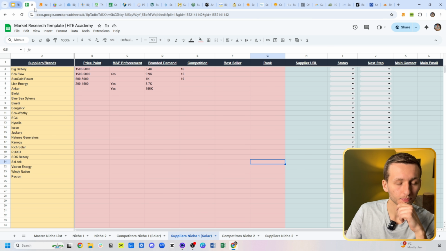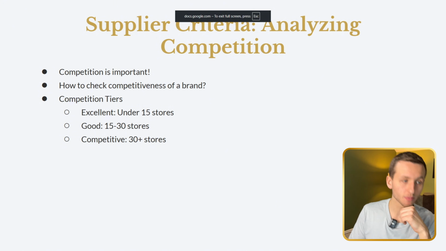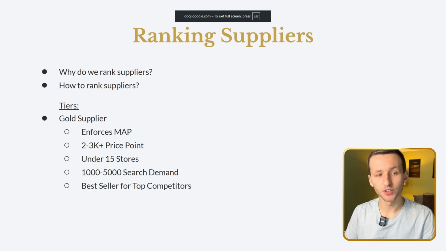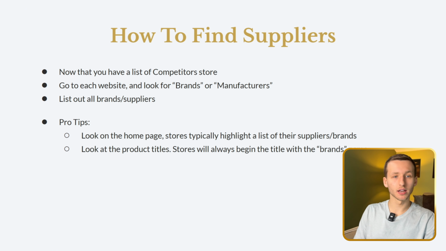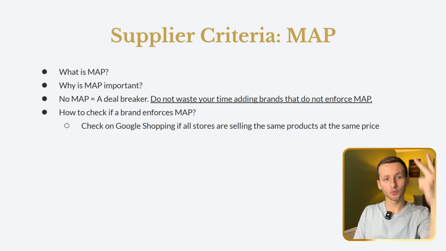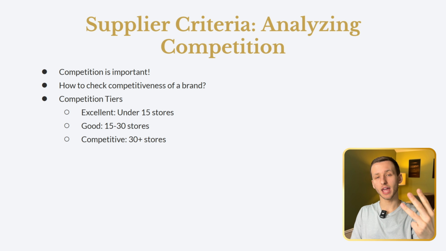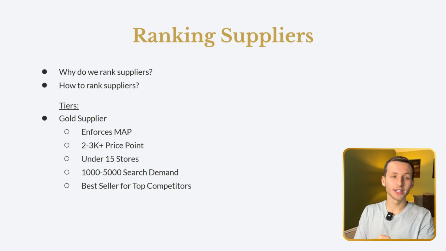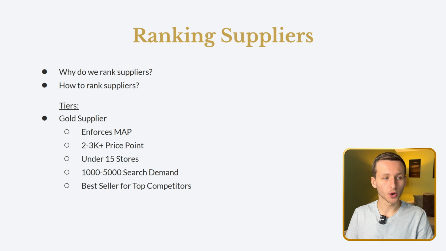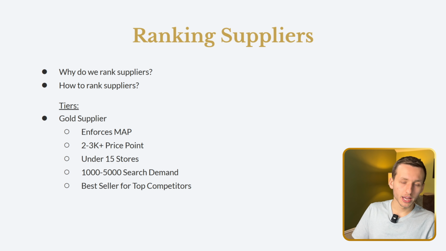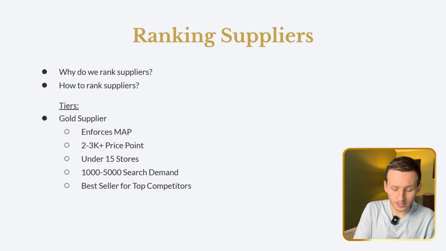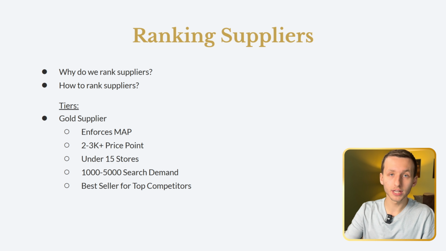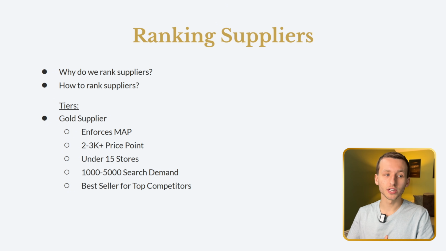All right. So now that we've completed all of the criteria, we've done the price point, we've done MAP, we've done the brand search demand, and we've done the analyze in competition. Now it's time to rank the suppliers. Why do we rank suppliers? It's so that we can essentially have a priority list of which suppliers we're going to reach out to first.